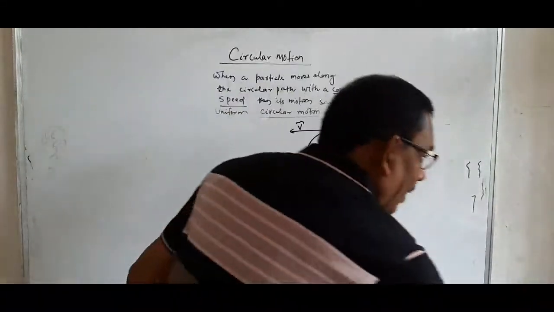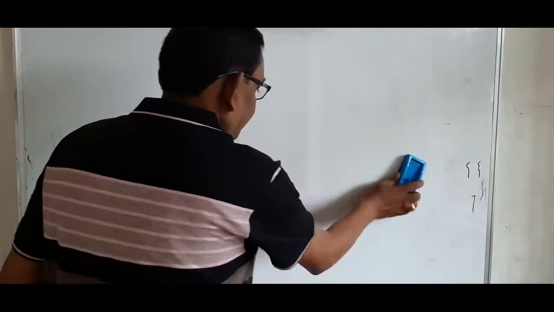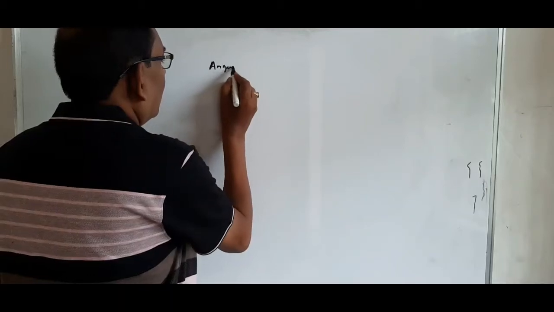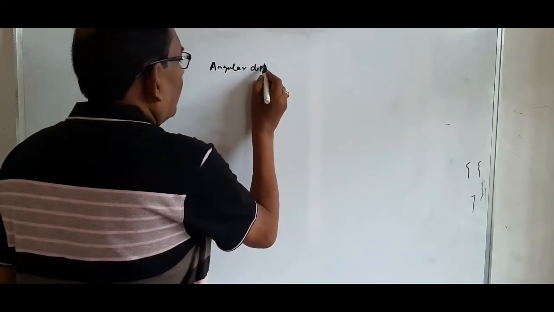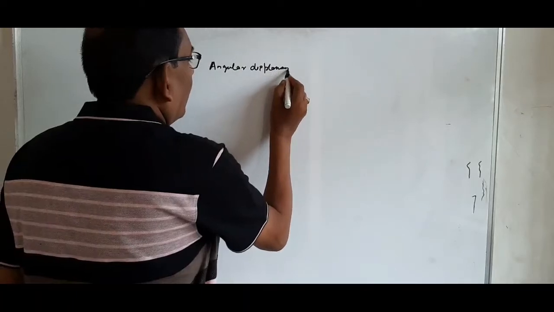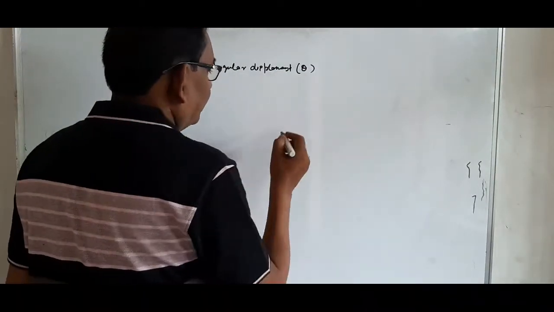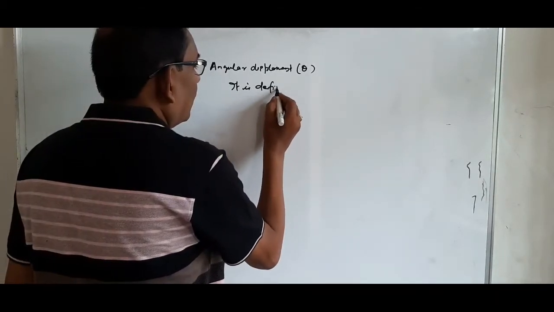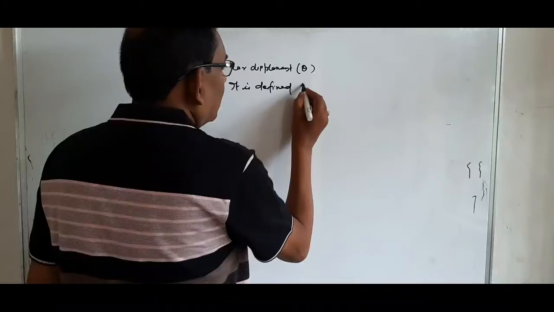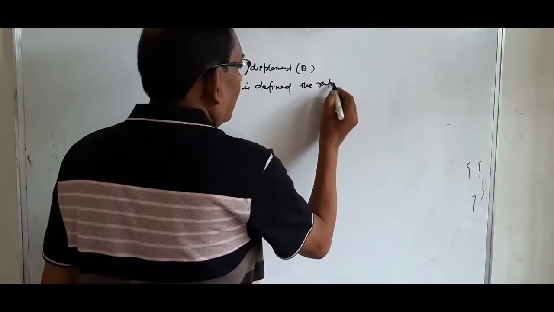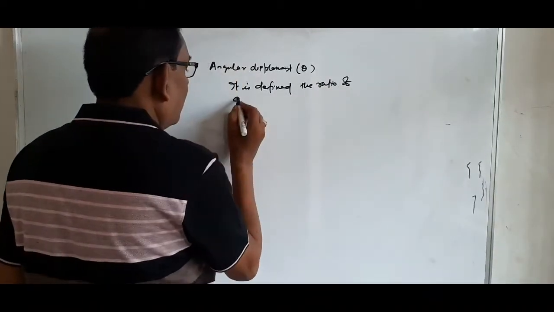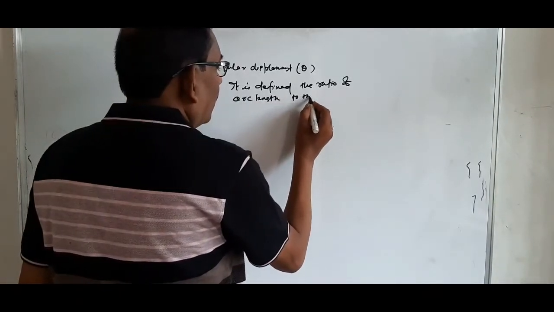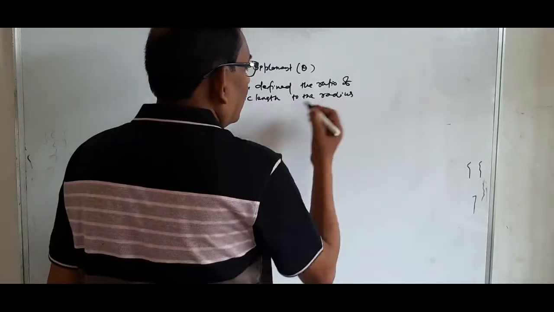Now we discuss what is angular displacement. Look here, angular displacement. It is expressed in theta. It is defined as the ratio of arc length to the radius. Okay.